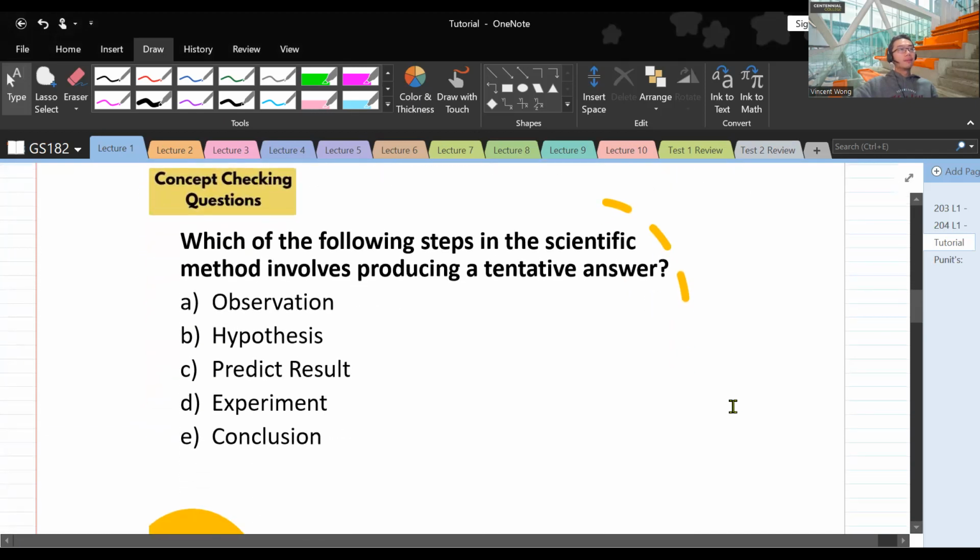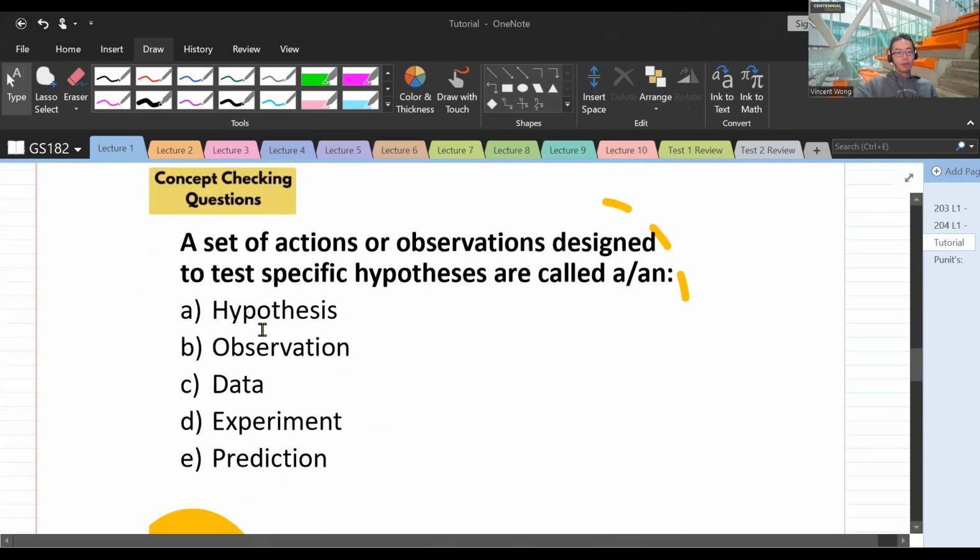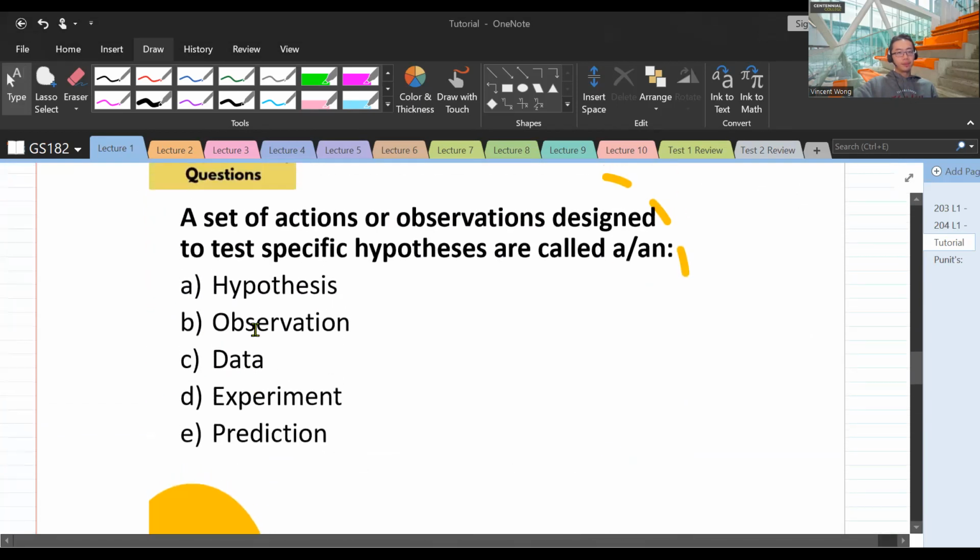So a lot of you chose B as the answer, and that would be correct. That is the correct answer. That is a hypothesis, a tentative answer to your question. Let's do one more before we move on.